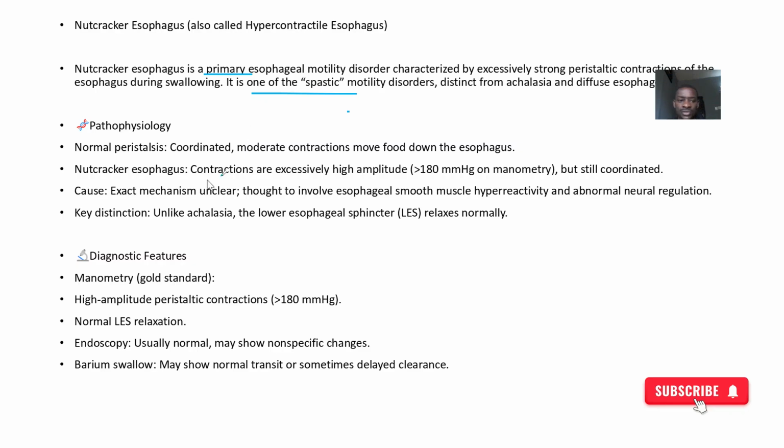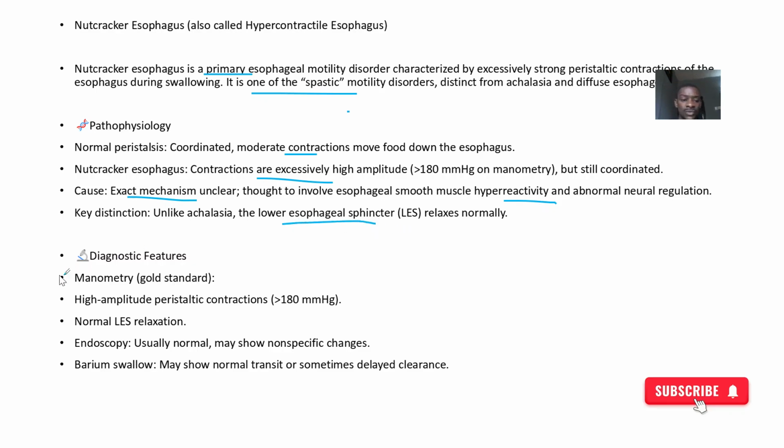So pathophysiology: normal peristalsis is coordinated, and the contraction is what usually moves food down. But in the nutcracker esophagus, the contractions are too much, but still coordinated. Funny enough, the exact mechanism is unclear. It's thought to involve esophageal smooth muscles being hyperactive. Okay, so unlike achalasia, the lower esophageal sphincter relaxes.